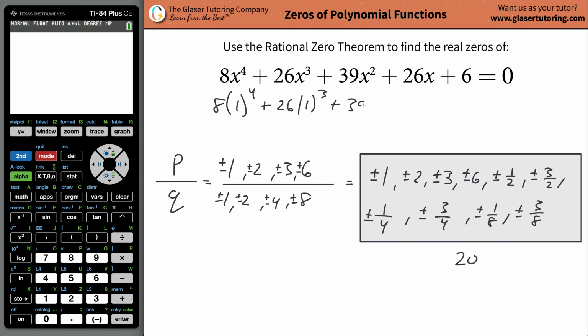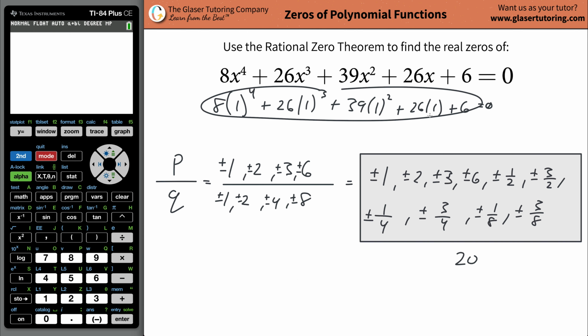So plus 39 times an x squared plus 26 times that x plus 6 equals 0. So the question is, does this thing equal 0? If it does, then the value you plugged in here is going to be a 0 of the function, meaning it's an x value that gave an overall result of 0. Is this going to give 0? No. So what that means is that positive 1 is not a 0. Well, great. There's 19 left.